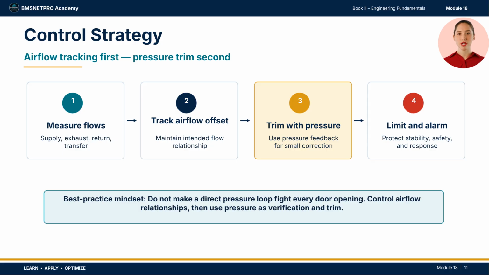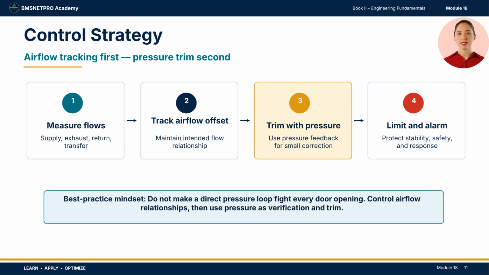Direct pressure control can be unstable if it fights every door opening or every small disturbance. In many critical spaces, a better concept is airflow tracking with pressure trim. First, measure the relevant supply, exhaust, return, and transfer flows. Second, maintain the intended airflow offset. Third, use room pressure feedback as trim or verification, not as the only control signal.